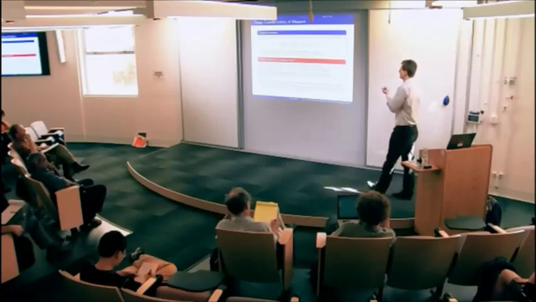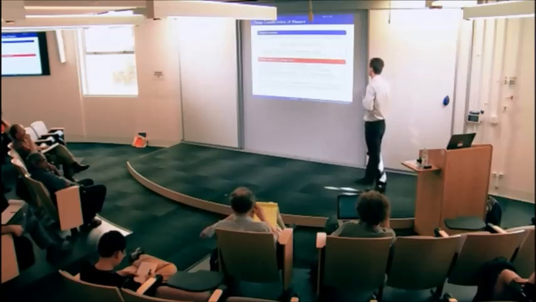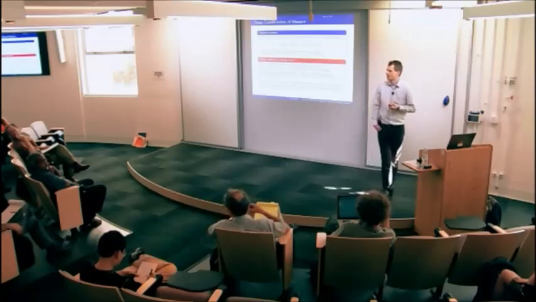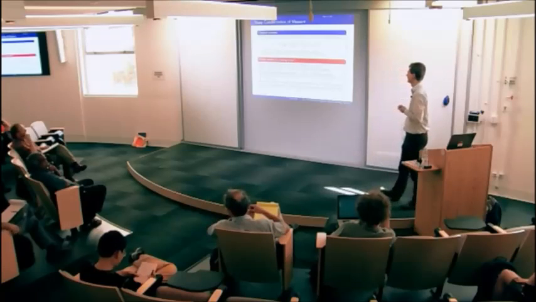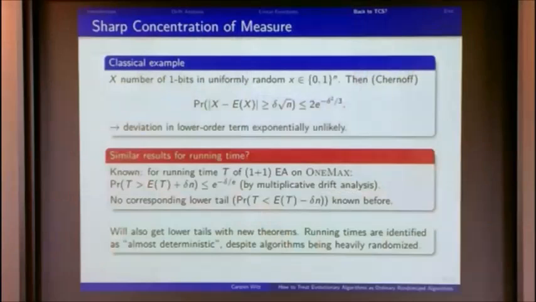Additively around the expected running time, and I will show you a few examples, on the next slide we get a statement like this: that a deviation by a delta factor times a lower order term of the expected time, compared to the expected time, is exponentially unlikely.